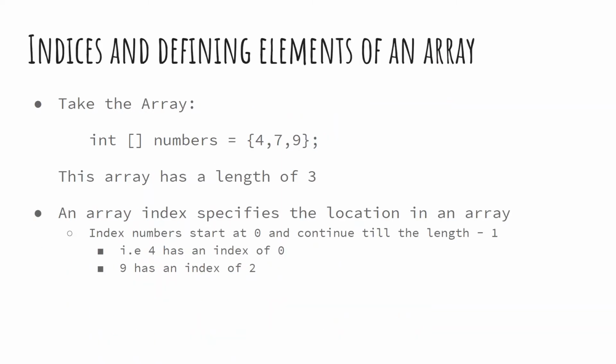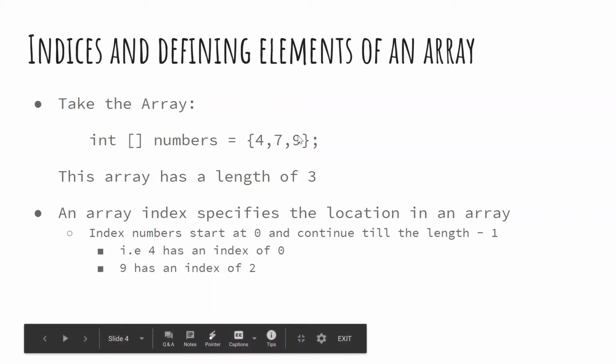So you're probably wondering, what are indices? So let's take an array, int numbers 4 7 9. This array has a length of 3. However, its final index is 2. So an array index specifies the location of an array, and index numbers start at 0 and continue until the length minus 1. So for example, the number 4 in the array numbers has an index of 0, and the number 9 has an index of 2.